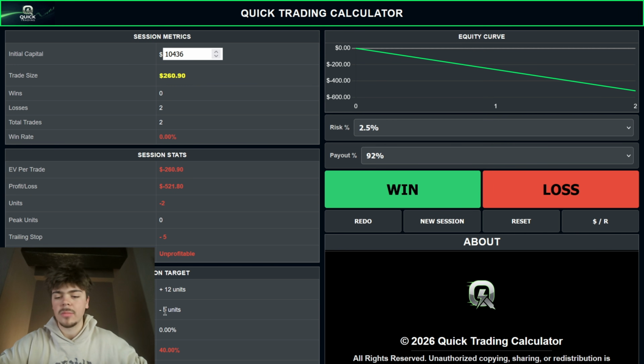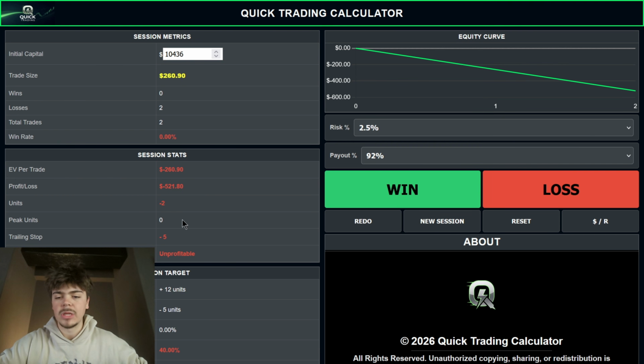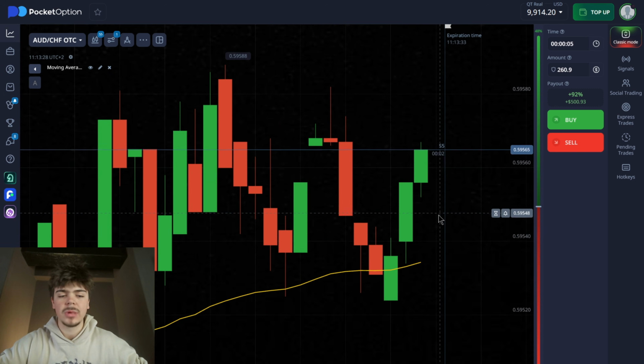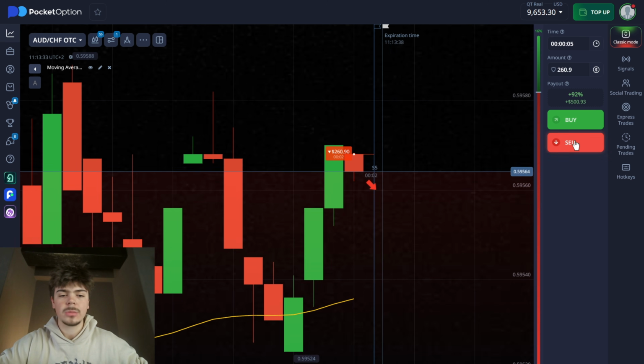So let's keep trading. Now my stop loss is set at -5. As you can see over here, trailing stop loss at -5 units. And those 2 losses puts me down -2, which is completely fine. I mean, we can keep trading this and we are going to get some wins. So let's keep pushing forwards.